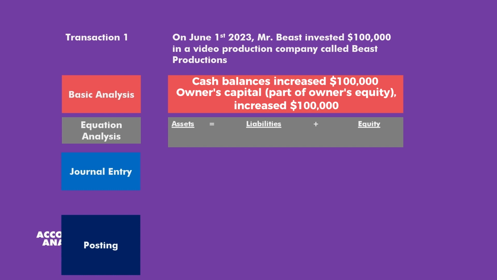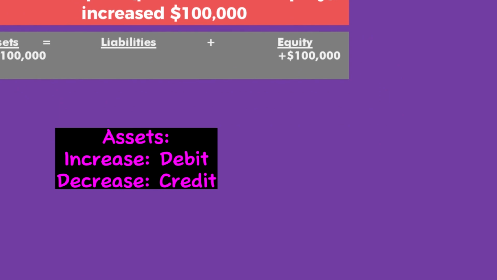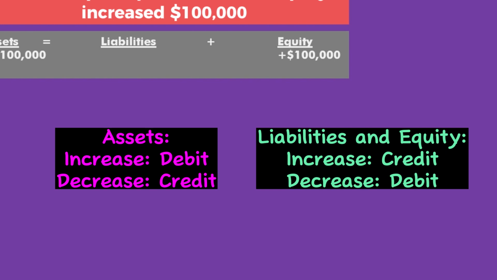This step is very important because it helps us in verifying the correctness of our basic analysis by checking that the left side and the right side of the accounting equation are equal, and also helps us in determining what to debit and what to credit. So we put plus 100 under assets, plus 100 under equity, the equation is in balance and we're good to go. We know that assets increase with debit and decrease with credit. As for the right side, liabilities and equity, they behave in the opposite fashion. They increase with a credit and decrease with debit.